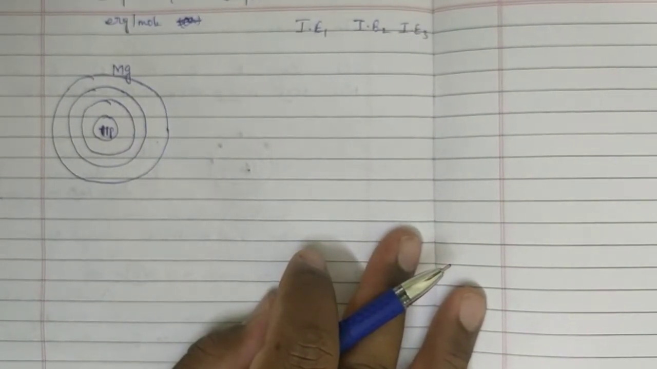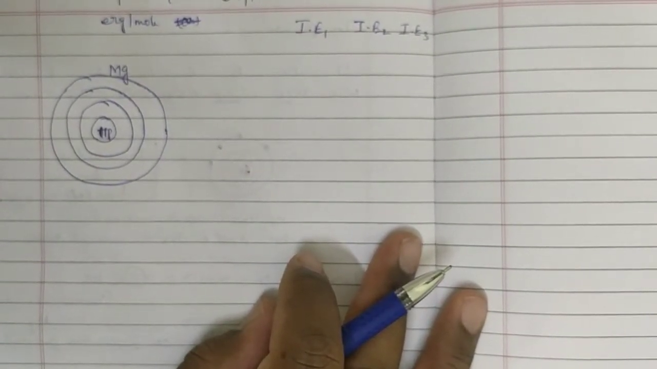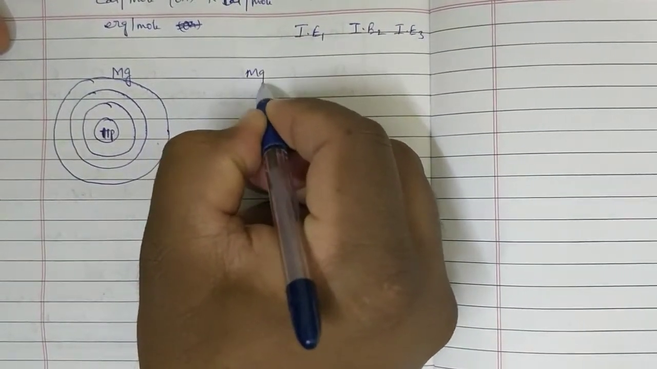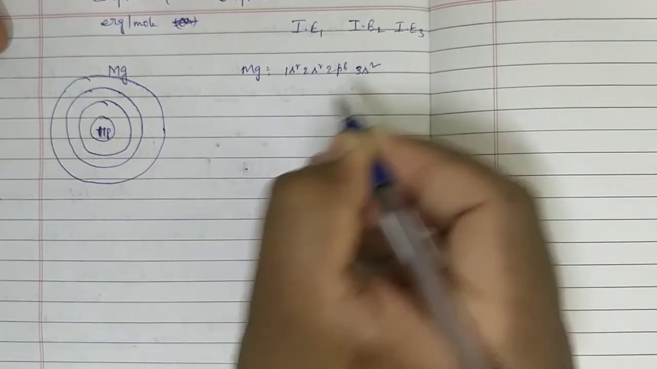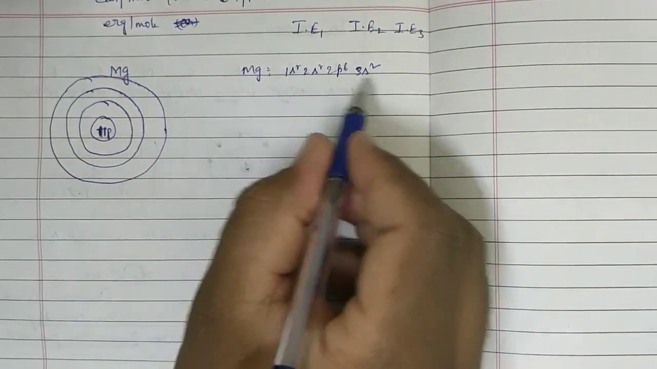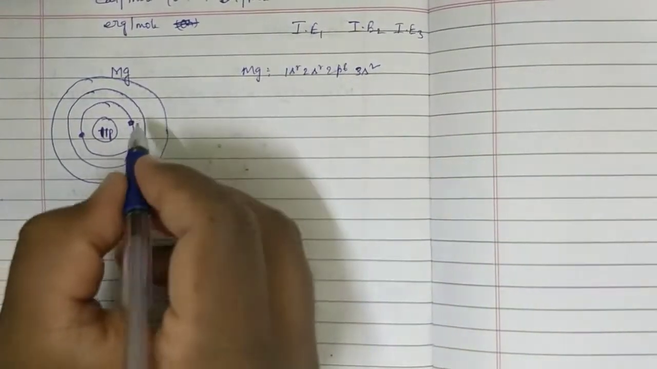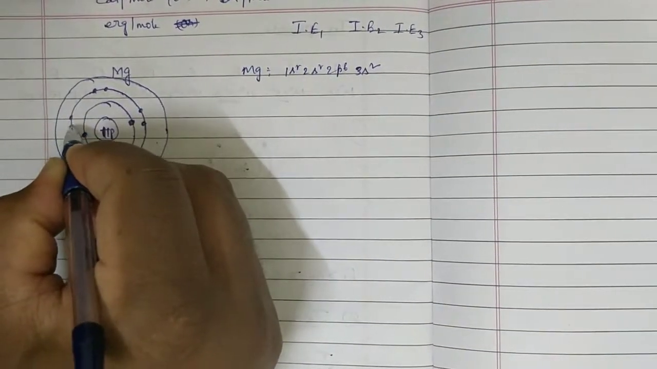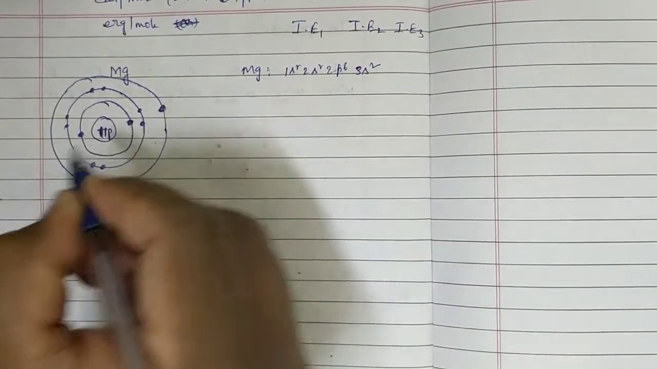What is the electronic configuration of magnesium? Electronic configuration of magnesium is 1s2, 2s2, 2p6, 3s2. In the first shell we have 2 electrons. In the second shell 8 electrons are there. And in the third shell 2 electrons are present.